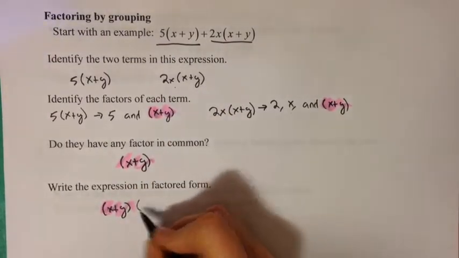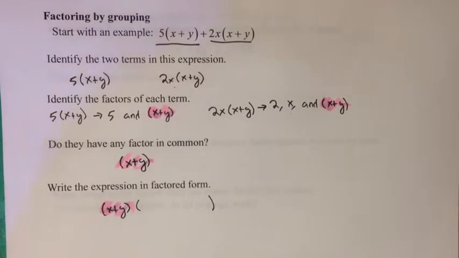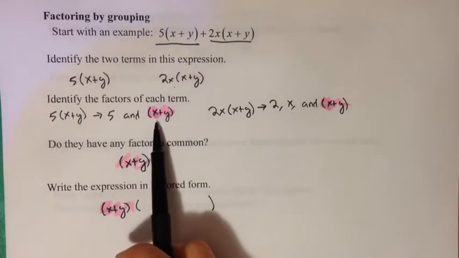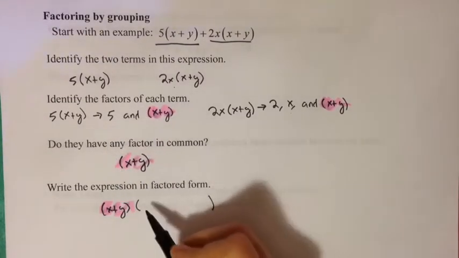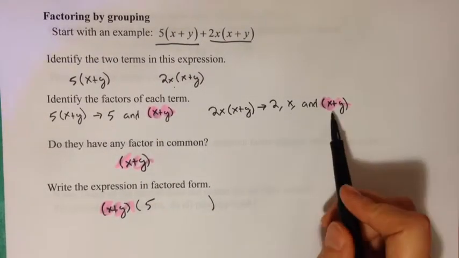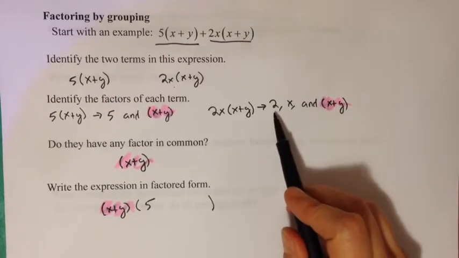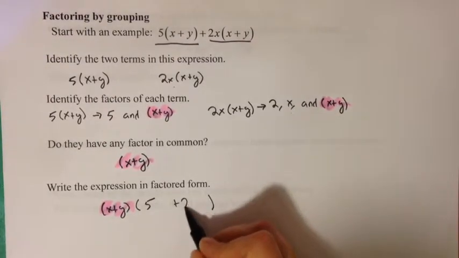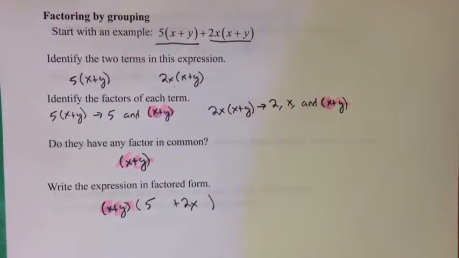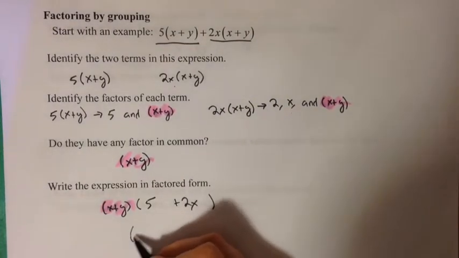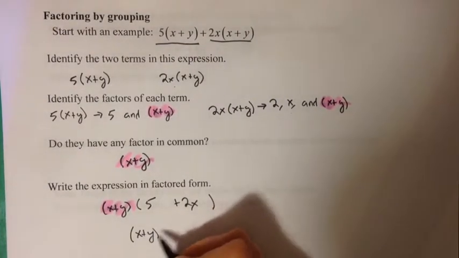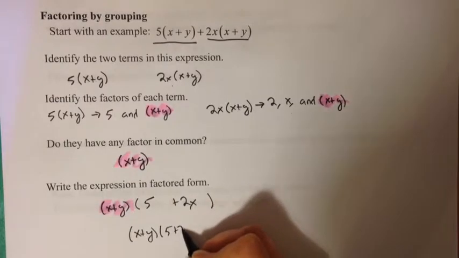Then I put some parentheses and see what was left after I removed the greatest common factor. For my first term, if I take out that pink thing, I'm left with a 5. And in my second term, if I take out that pink thing, I have a 2 and an x left over. So my factored form then is x plus y multiplied by 5 plus 2x.